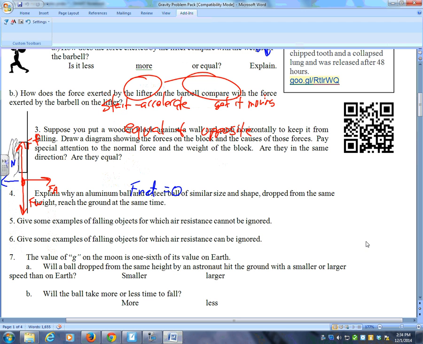Number 4, explain why an aluminum ball and a steel ball of similar size and shape dropped from the same height reach the ground at the same time. Well, I can answer that very easily. Why? The acceleration for both is minus 9.8 meters per second squared. They are of similar size and shape. They are of similar density. Aluminum would be lighter, but for the most part, they will reach the ground at exactly the same time. Why? They have the same acceleration, minus 9.8.